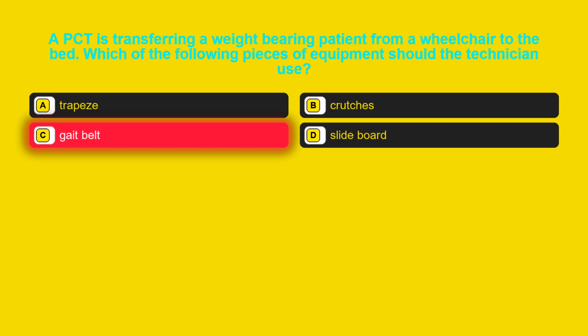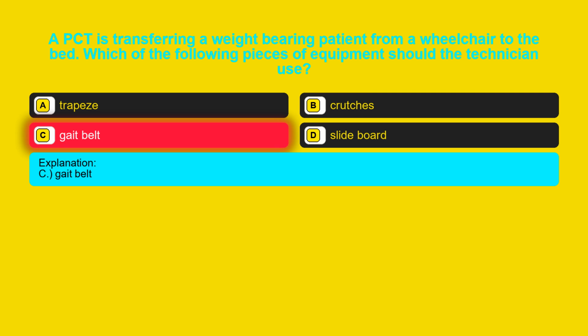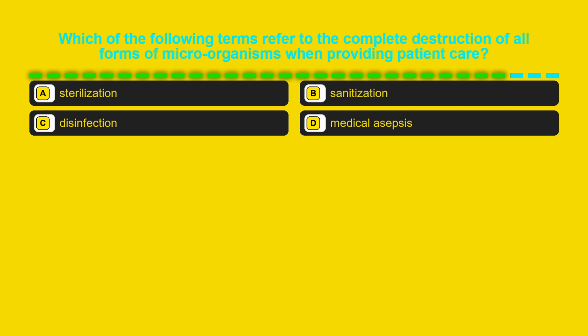The correct answer is option C. Gait belt. Question 53. Which of the following terms refer to the complete destruction of all forms of microorganisms when providing patient care? Option A. Sterilization. Option B. Sanitization. Option C. Disinfection. Option D. Medical asepsis.